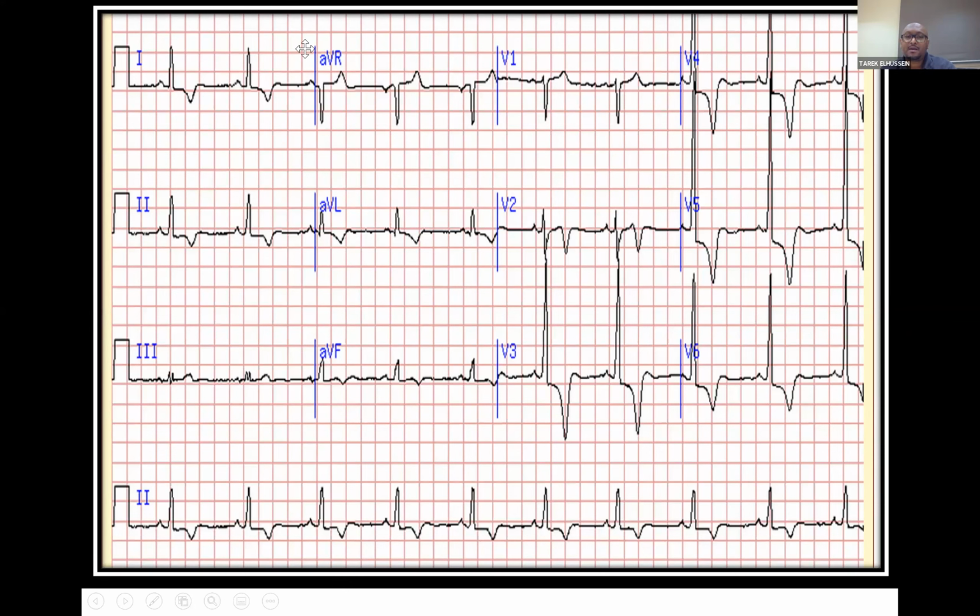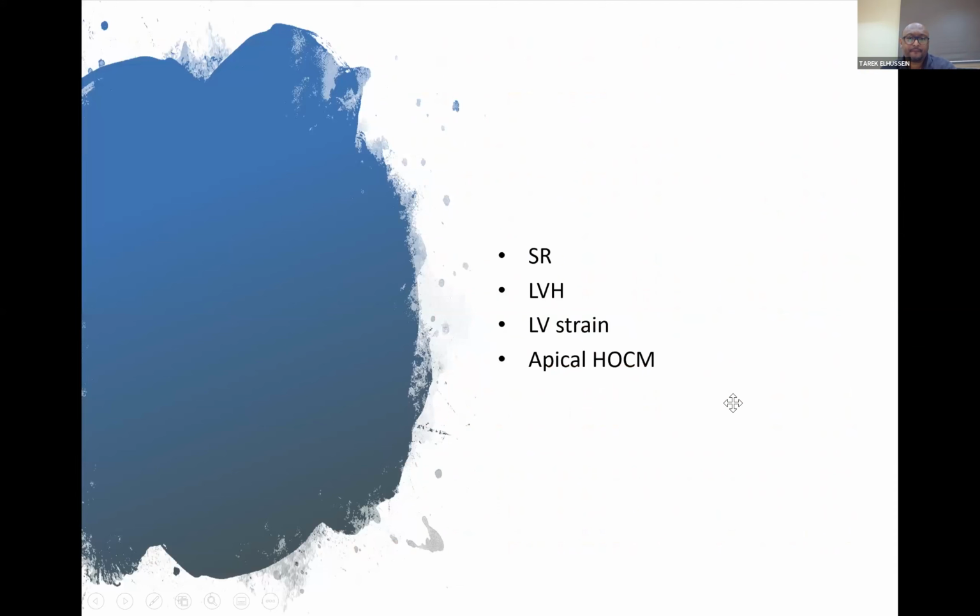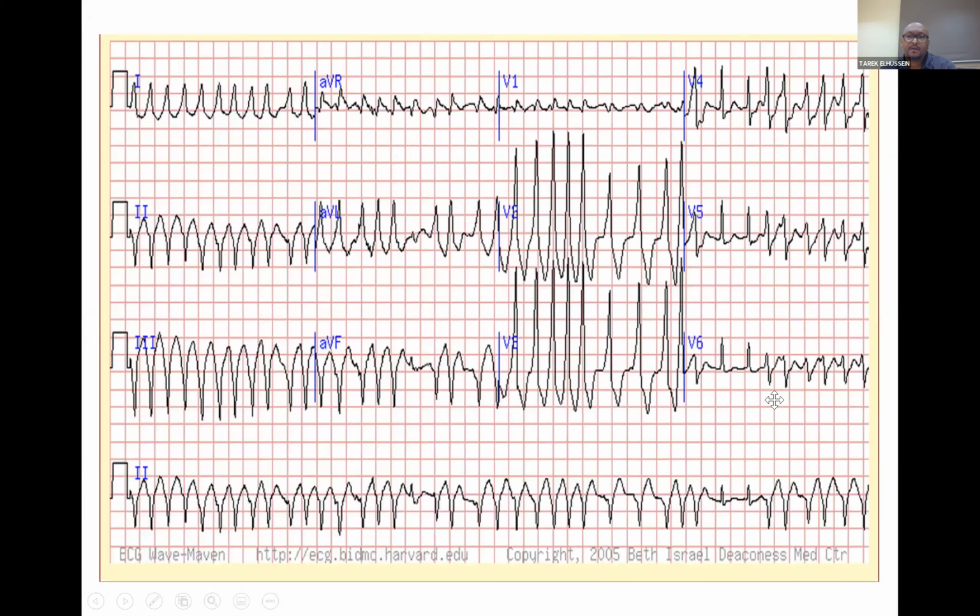If you don't find any significant voltage criteria, of course the history always helps you, you may call it cerebrovascular accident, or if you find the voltage criteria, it's apical HOCM. So that's a sinus rhythm with apical HOCM. Okay.